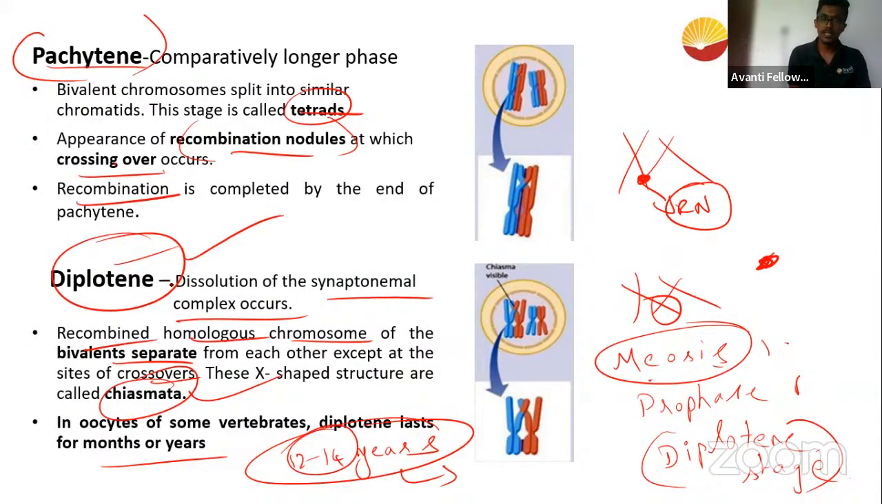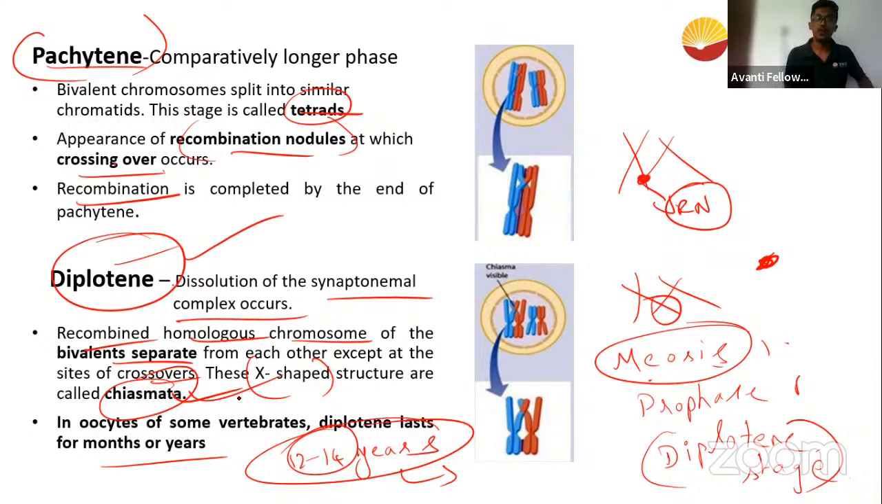Got it? Next comes diplotene. We know that the recombination is complete. Once the recombination is complete, the recombinant nodule has to dissolve. So the recombinant nodule is dissolved, but the bivalents are separated. They start moving away from each other, except at one point where the recombination has occurred, so they are not completely separated. At that stage you can see the X-shaped structure at the crossover. So that point is called what? Chiasmata. Chiasmata will show the end of recombination.